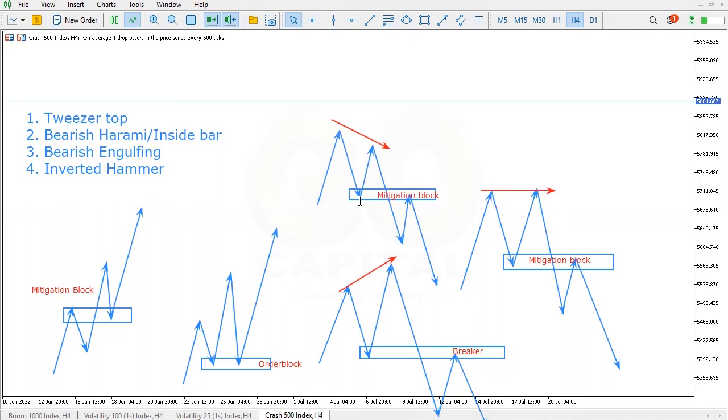Okay, so this particular block, this move that began from here that pushed this market up, did not take out this structure. It did not take out this structure before pushing down again. So market will come back to that block. That block is called mitigation block.